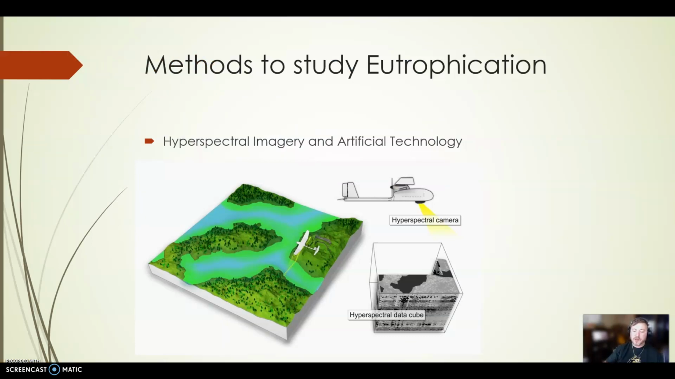A third method for studying eutrophication and early detection of algal blooms is hyperspectral imaging sensors. These sensors can be put on several aerial platforms such as fixed-wing, rotor-wing, drones, airplanes, helicopters, and even low Earth orbiting satellites. Hyperspectral imaging, HSI, is a technique that analyzes a wide spectrum of light.